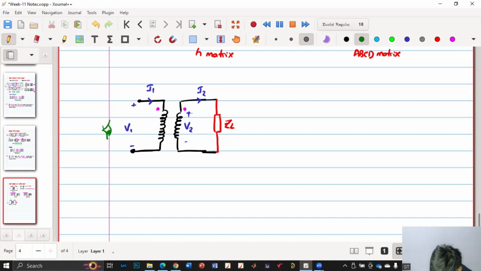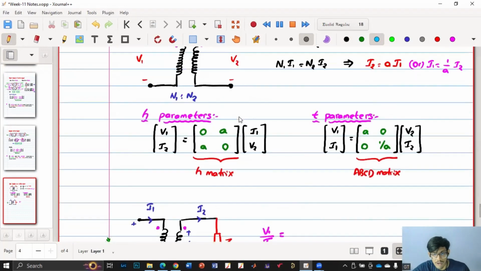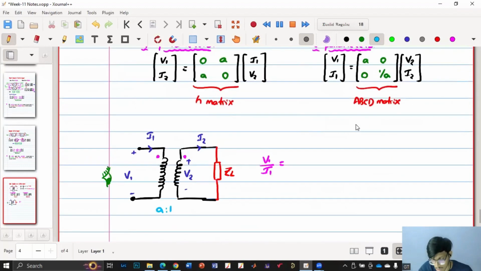So when we are looking from this side, what is the impedance? That is what we are asking. So basically we want V1 by I1. V1 by I1 equal to how much? So they have given say A is to 1, so we'll use this. What is V1? V1 is A V2. And I1 is what? I1 is 1 by A into I2. So this is A square into V2 by I2. And V2 by I2 is what? ZL. So it is A square into ZL.